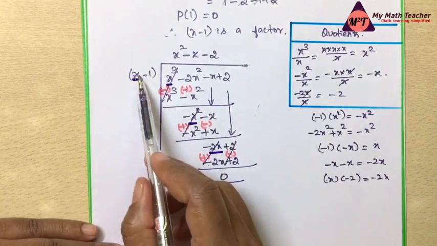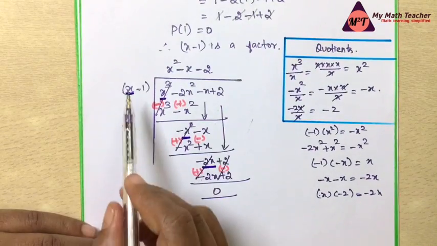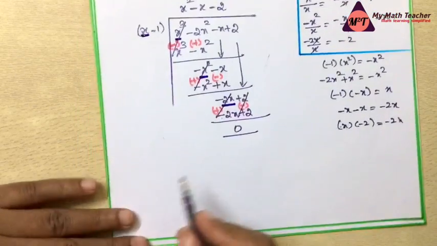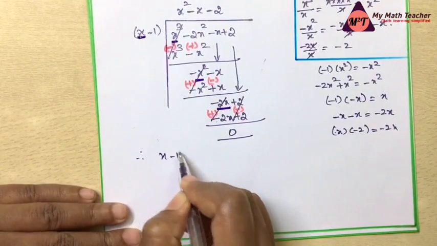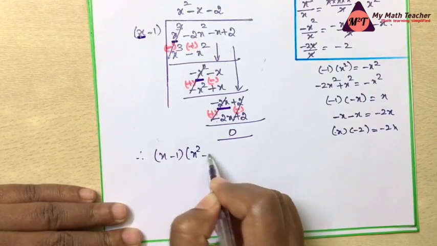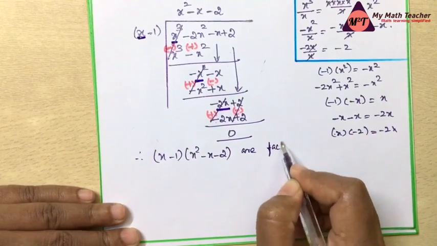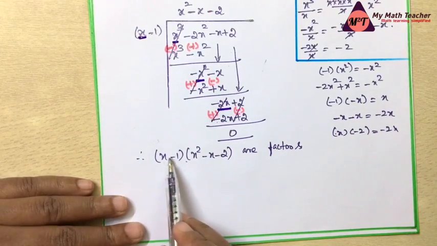So which means both are the factors. So we can definitely say the divisor and the quotient, both are the factors. So therefore x minus 1 and x square minus x minus 2 are the factors. Here we have got x minus 1.